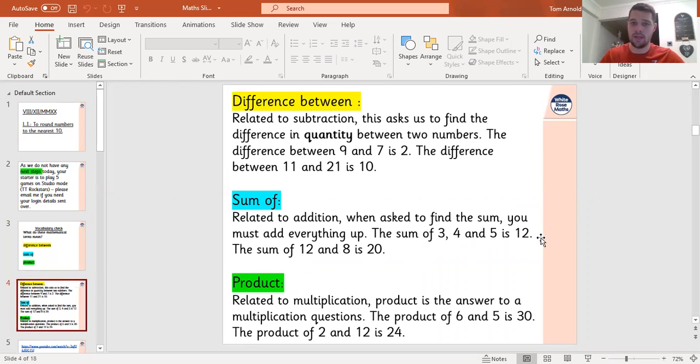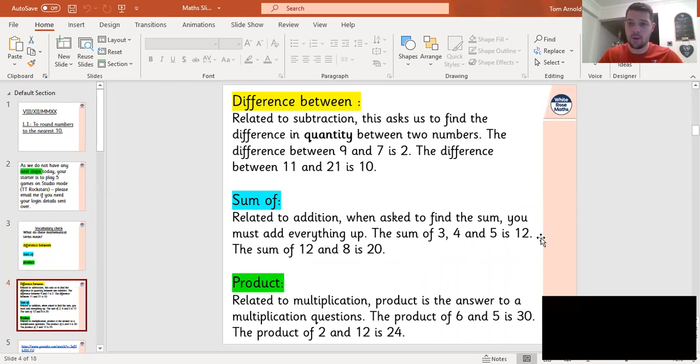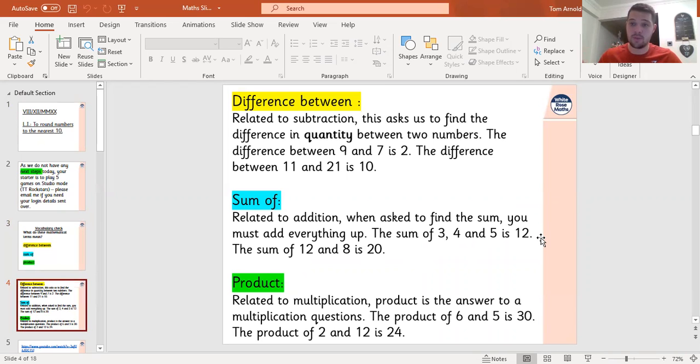So difference between is all about subtraction. It's where we find the difference between values. So, for example, the difference between 9 and 7 is 2. The difference between 11 footballs and 21 footballs is 10 footballs. We do 21 take away 11.